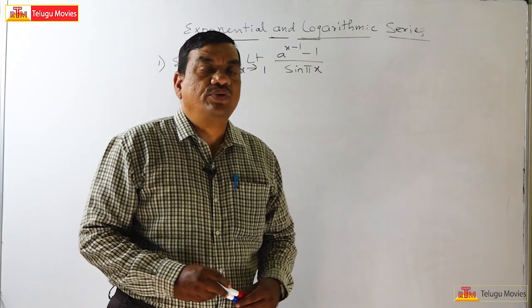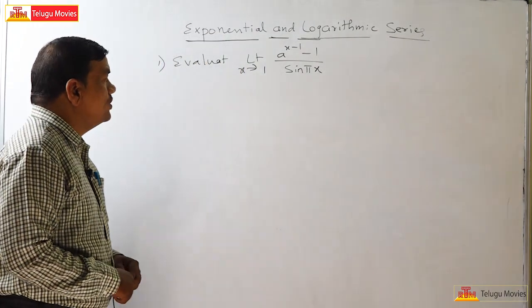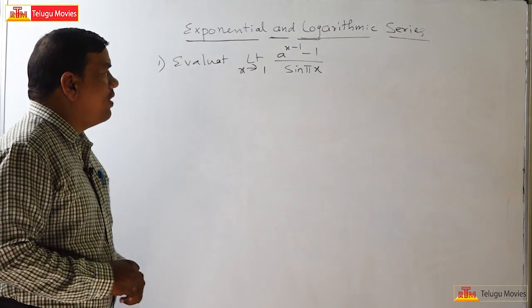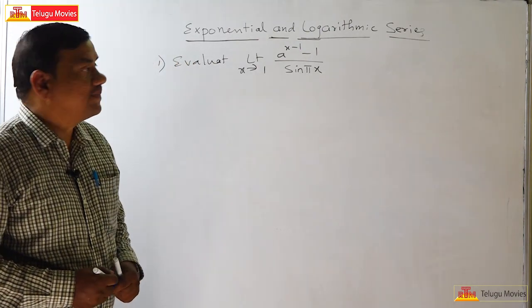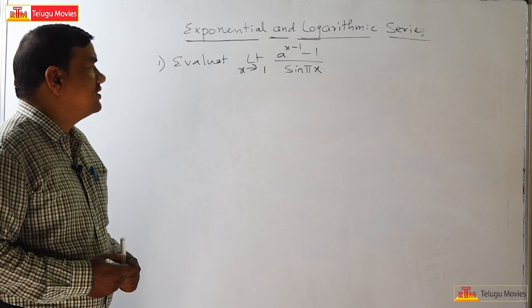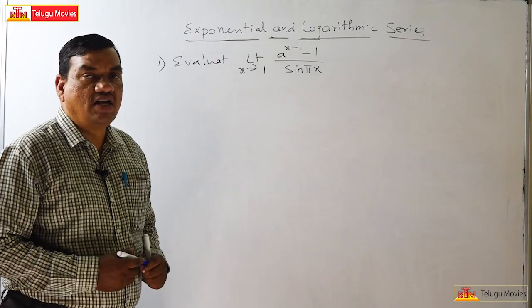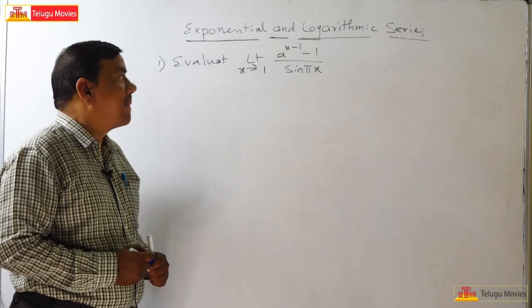Hi students, welcome to this problem. Limit x tends to 1, (a^(x-1) - 1)/sin(πx). How to find out the limit of this function as x approaches 1?